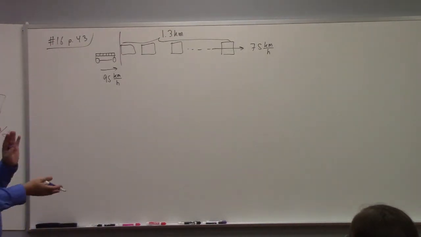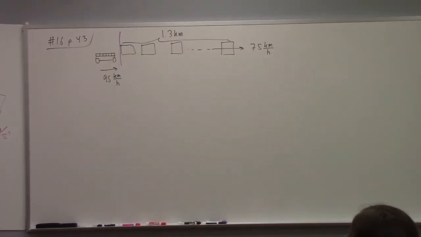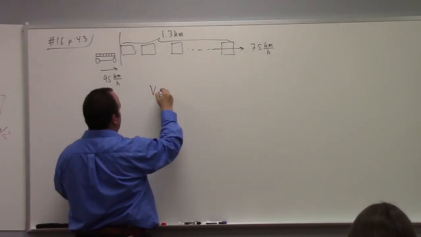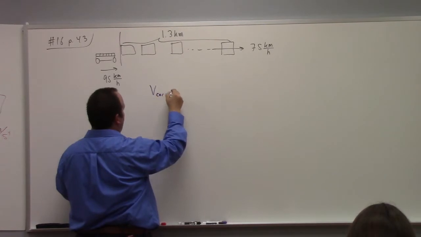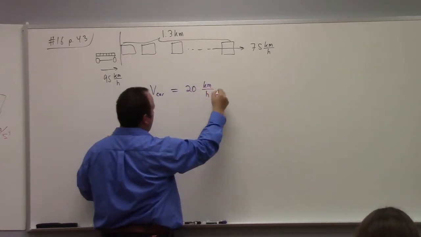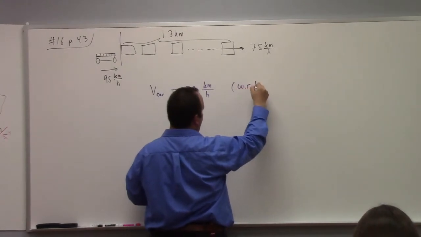Okay, so the idea here is relative velocity. What's the relative velocity of the car to the train? How fast is the car going relative to the train? 20, right. If you can imagine yourself riding on the train, it would appear as if that car was going 20 miles per hour past you. So the relative speed is v car equals 20 kilometers per hour with respect to the train.